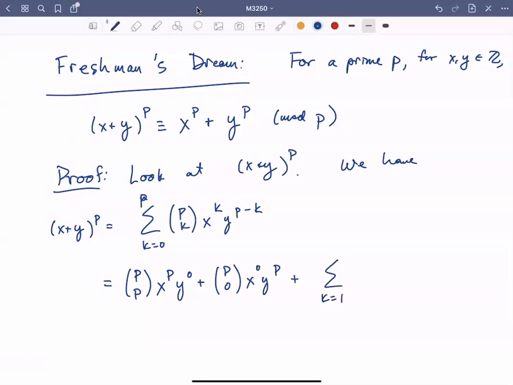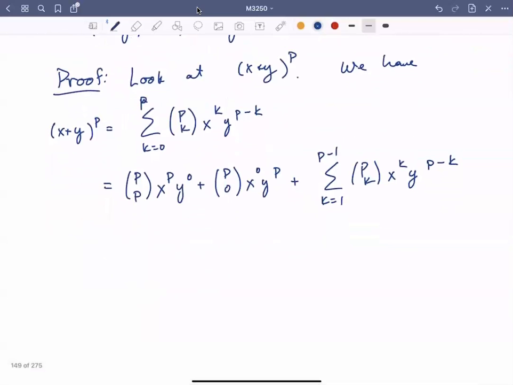So the sum from k equals 1 to p minus 1 of p choose k, x^k, y^(p-k). Of course, the first two terms are x^p + y^p. But the last term is what I want to look at: the sum for k equals 1 to p minus 1 of p choose k, x^k, y^(p-k).